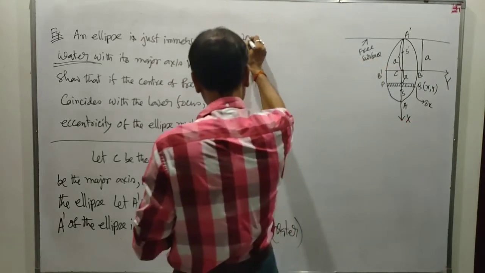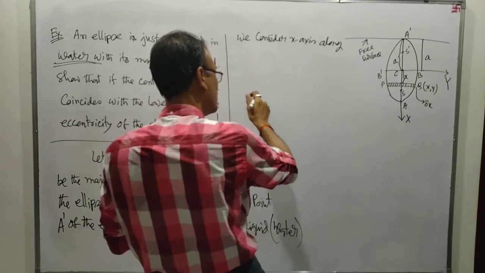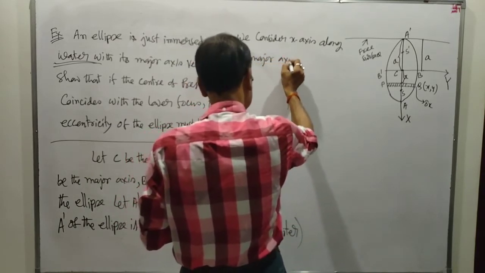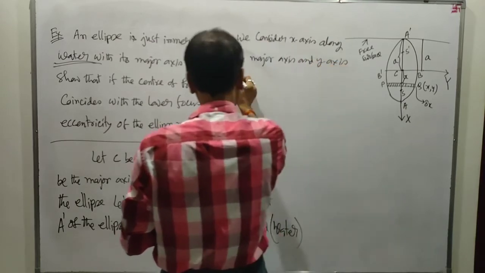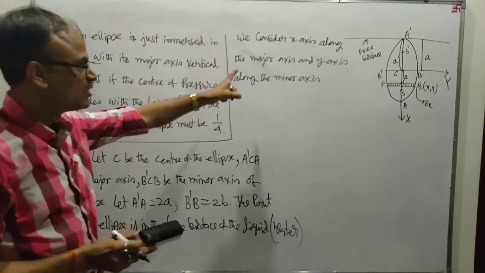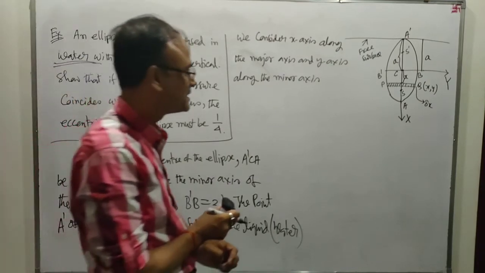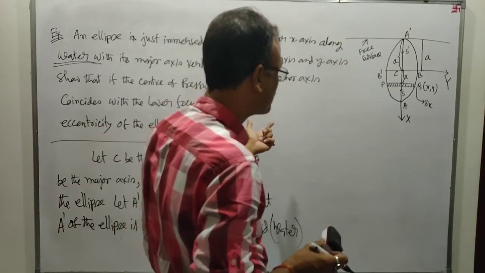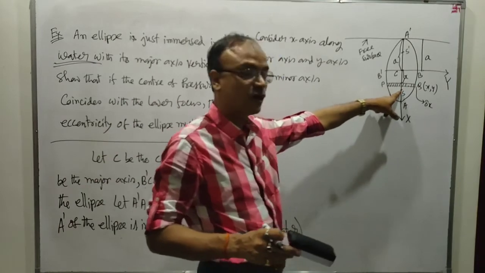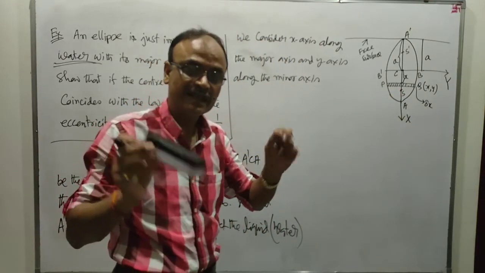Now we consider the x axis along the major axis and the y axis along the minor axis. We have to find the center of pressure. The center of pressure lies on the lower focus of the ellipse. This will come later on. Now, first we have to find the center of pressure of the ellipse.